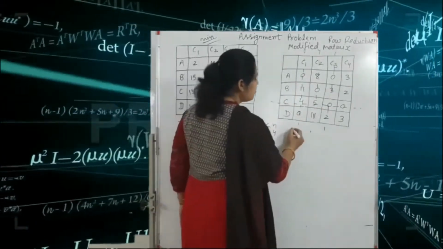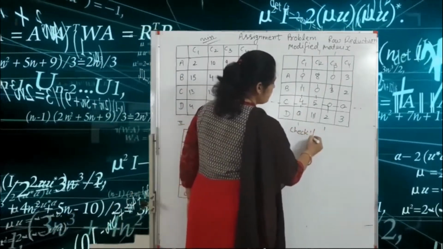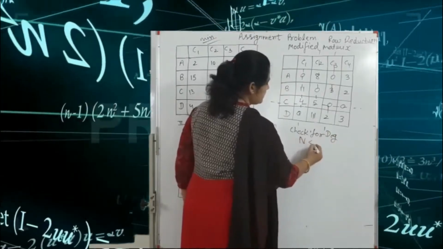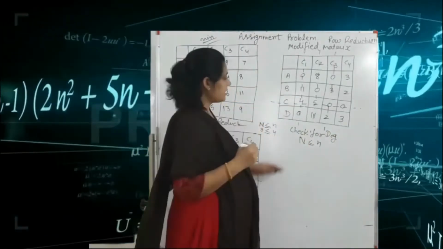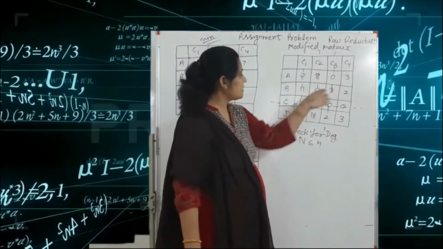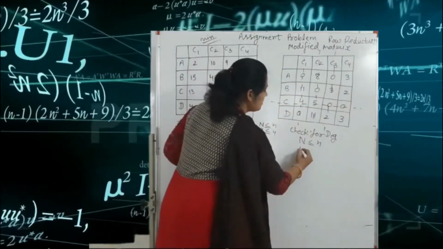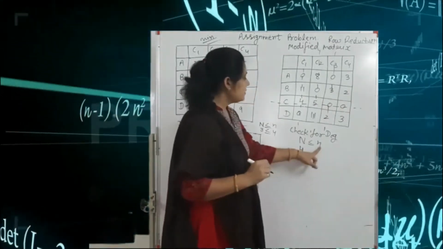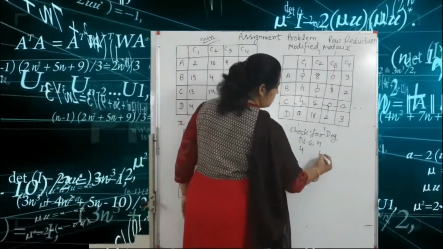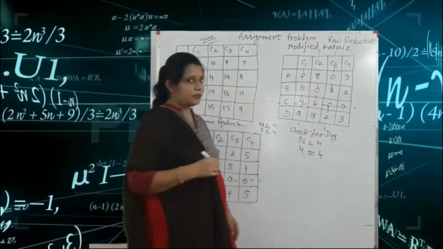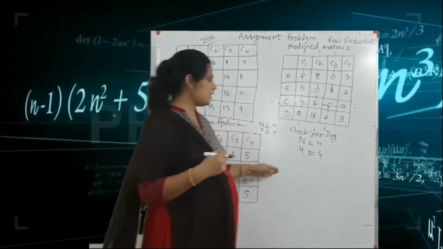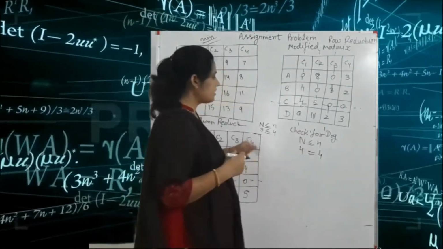That means check for degeneracy. Check for degeneracy, that means what? Capital N less than or equal to small n. Here capital N means the number of lines, so here 1, 2, 3 and 4 lines. So we write here 4. And the order of the square matrix is also 4, so we write here 4. That means 4 equals 4. So this is the non-degeneracy condition.